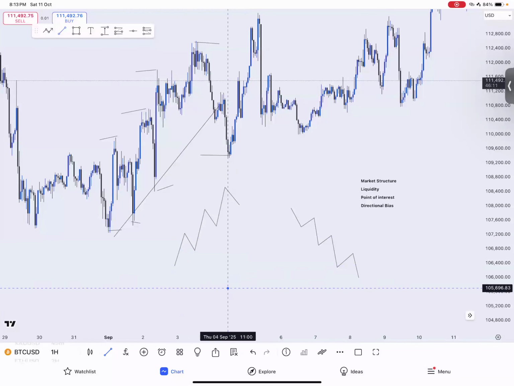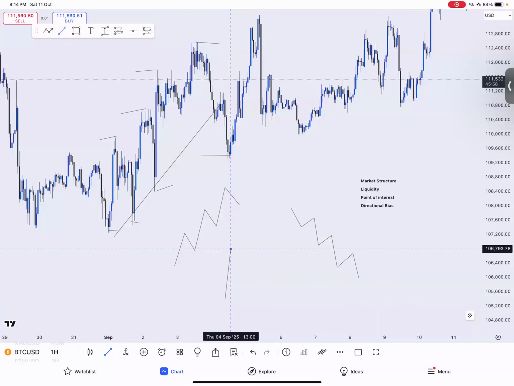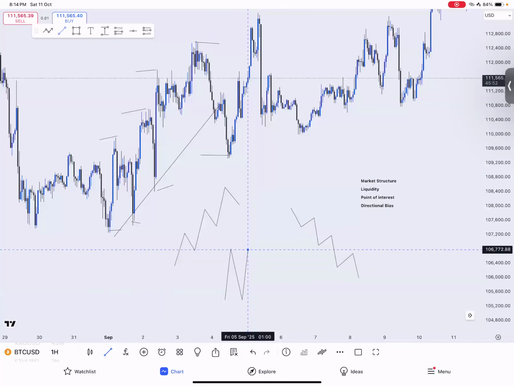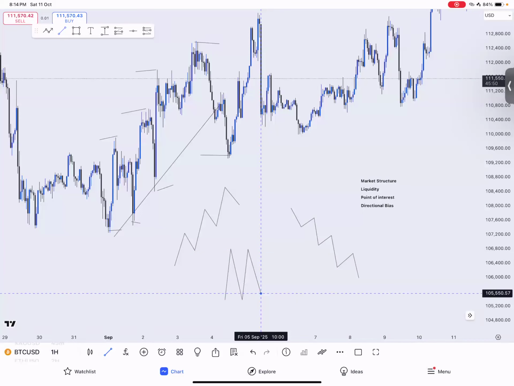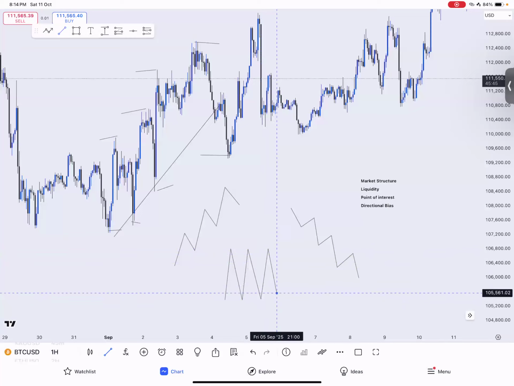The ranging market is basically when the market is consolidating. If you see it, you wouldn't really know if the market is trending to the upside or the downside. It's just going to be fixated at one point. An example of a ranging market is price moving from support to resistance, from resistance back down to support, from support to resistance again, and resistance to support.